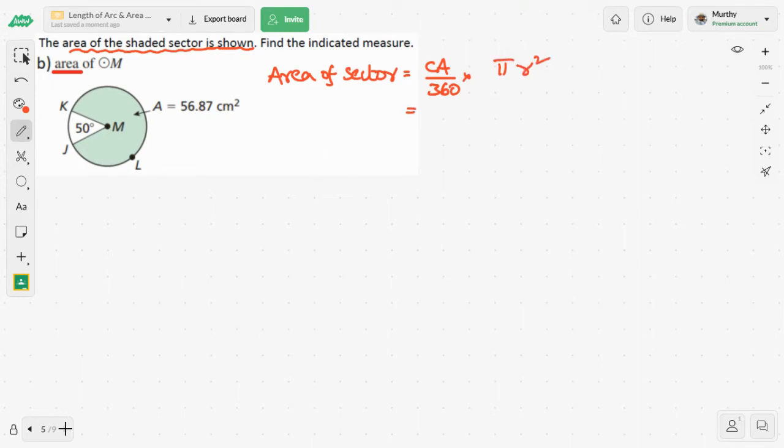Then here it's given that the area is 56.87 square centimeters. Central angle is given, but see that shaded means this area is shaded, right? But the angle is misleading. It's not 50 degrees. So let me take 360 take away 50, then 310 degrees. But every time you need not subtract, sometimes the questions may be straight, then you may have to take 50. You have to read the question carefully. Here, shaded region means the other side.